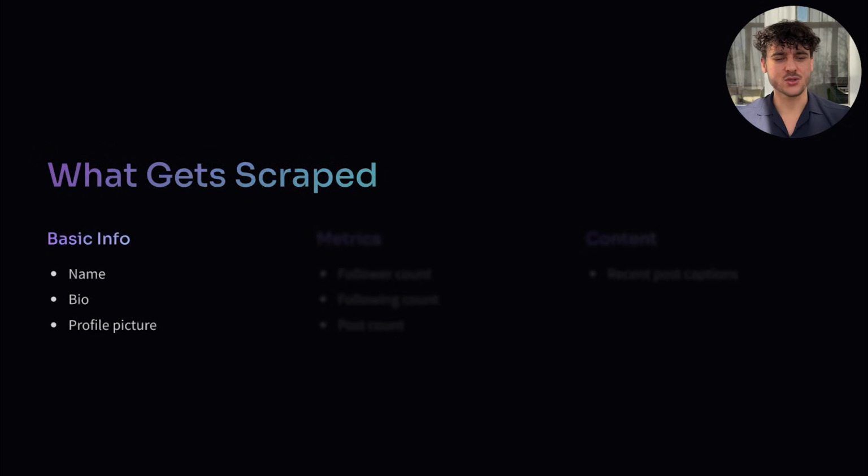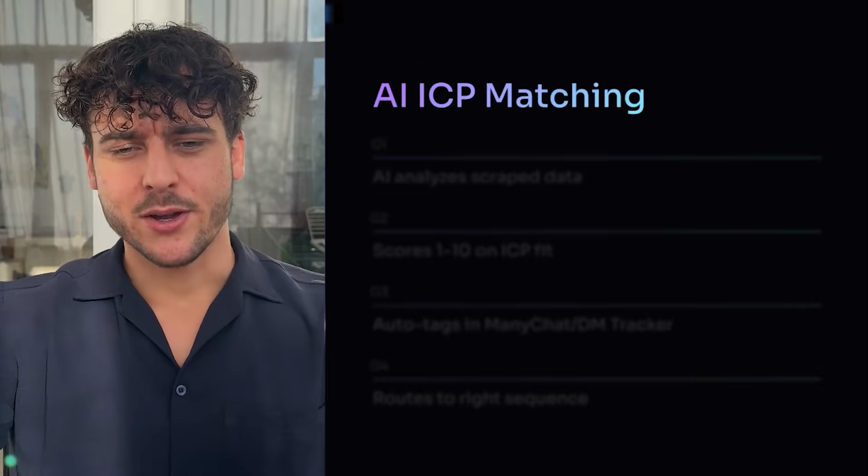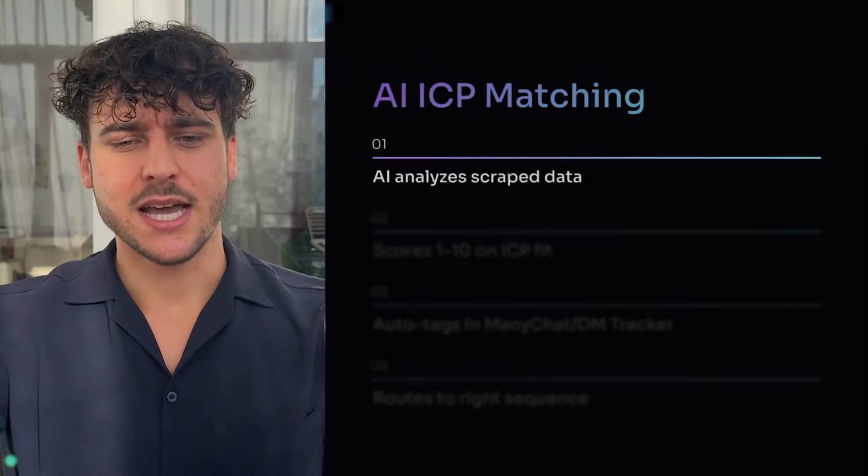Now, what even gets scraped? We can scrape basic info such as the name, the bio, and the profile picture of a specific lead. We can scrape different metrics such as the follower count, the following count, and the post count, as well as the recent post captions of their content. This gives us a really nice overview over who this person is and whether they're a qualified ICP match for our business. Now, let me give you a quick rundown of how this AI ICP matching actually works.